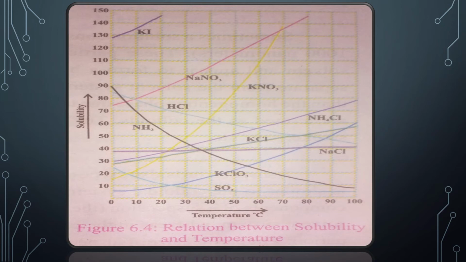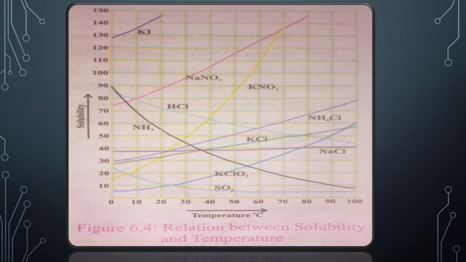First of all, we can see SO2: at 100 degrees centigrade, its solubility will be 30 or less than 30. It means it is less dependent on the increase in temperature. KClO3 is highly affected; with the increase of temperature, its solubility also increases. Sodium chloride is fairly independent; if we increase the temperature up to 100 degrees centigrade, the solubility of sodium chloride will remain the same as it is at a low temperature.